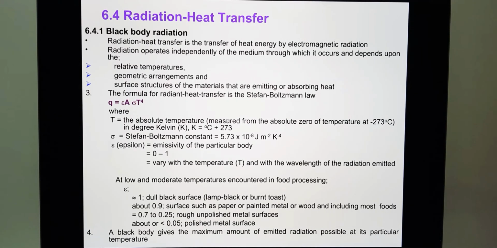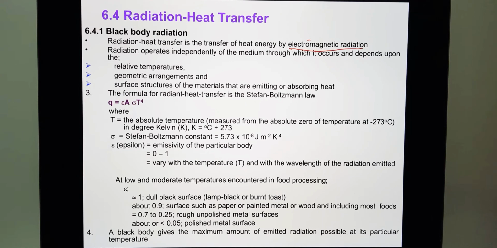Alright, now we move on to radiation heat transfer. This is another method by which heat is transferred, by using radiation. For radiation heat transfer, the first subtopic we have is black body radiation. Radiation heat transfer is the transfer of heat energy by electromagnetic radiation. For example, the use of a microwave oven. A microwave oven is using electromagnetic radiation.